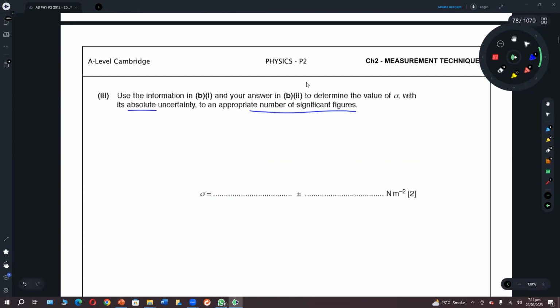How many sig fig should be included in an uncertainty? Have you revised that? How many significant figures should be there in uncertainty? Remember that uncertainty is always given correct to one significant figure. Whenever you write an uncertainty answer, remember uncertainty must be given correct to one sig fig. Use the information in B1 and B2.